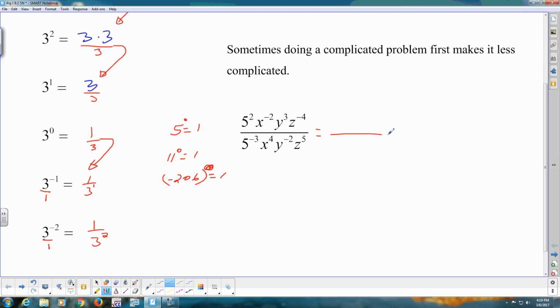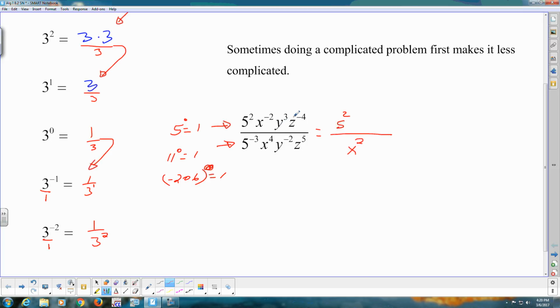Sometimes I think it makes more sense, or it illustrates more, to see a hard one first. What I'm going to do is go through the top and then go through the bottom. That's what I'm recommending you do. Go through the top, then go through the bottom, then simplify it. If it has a positive exponent, leave it. If it has a negative exponent, move it. It's in the numerator, so move it to the denominator and make the exponent positive.